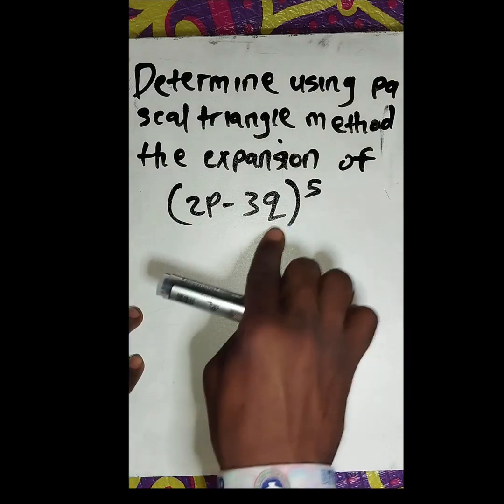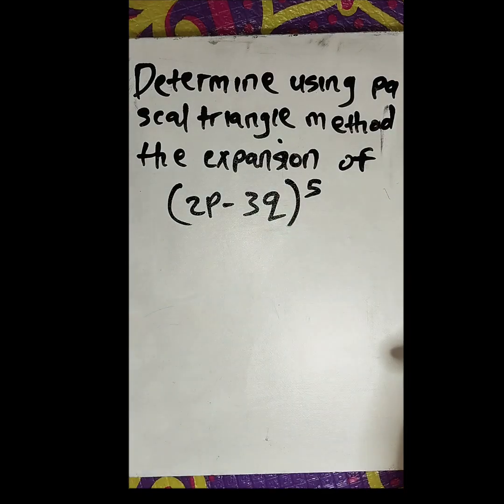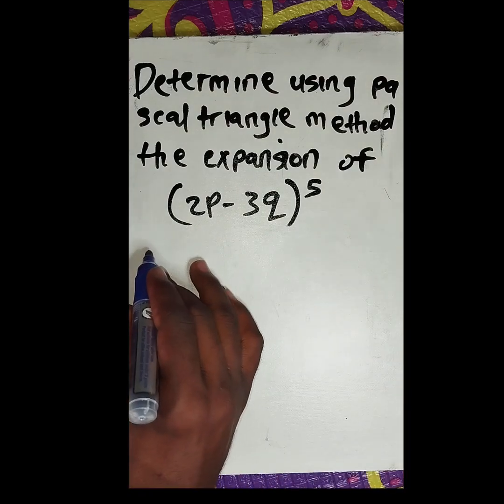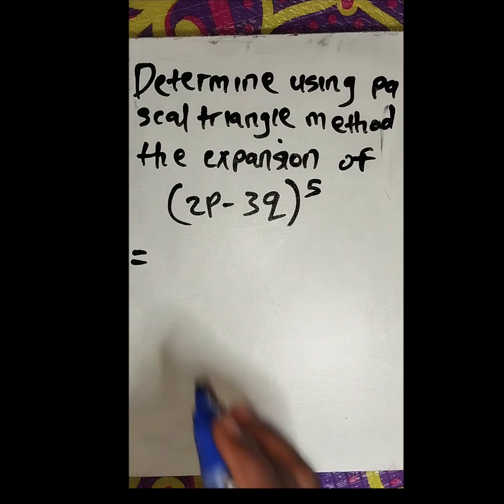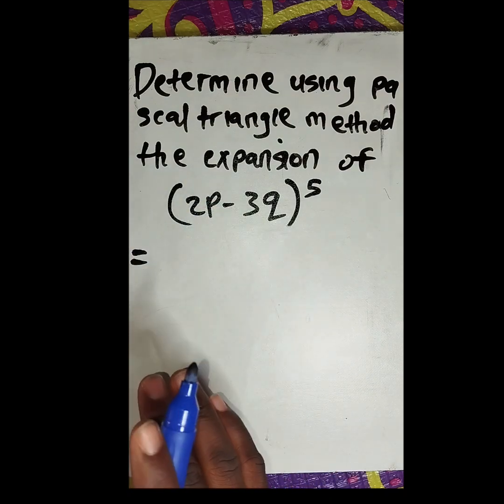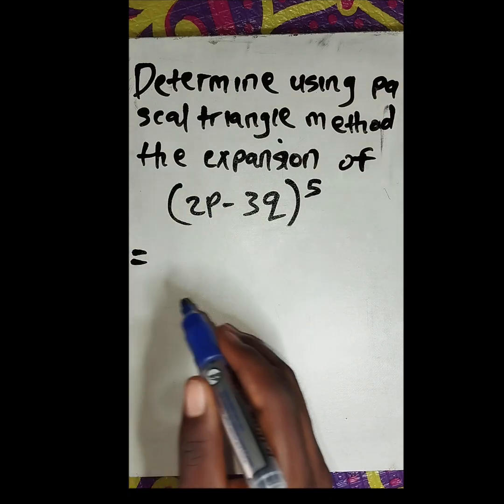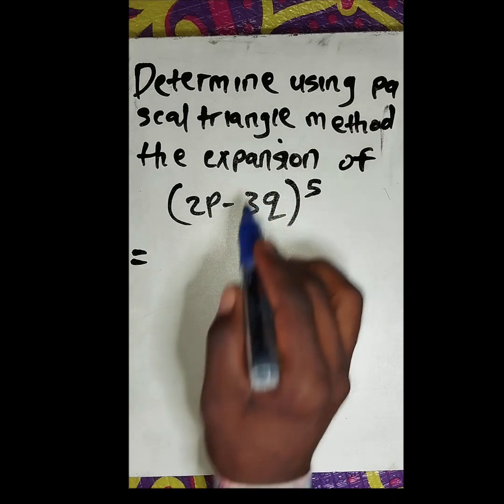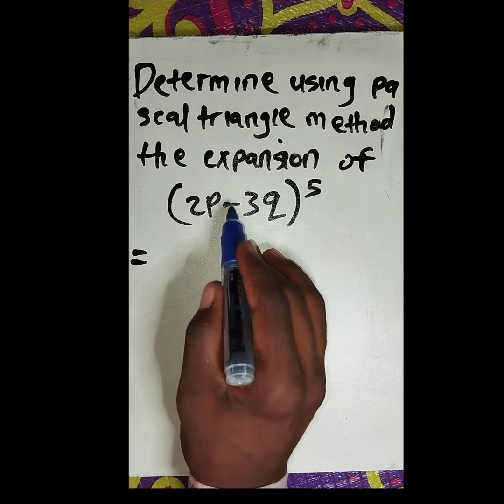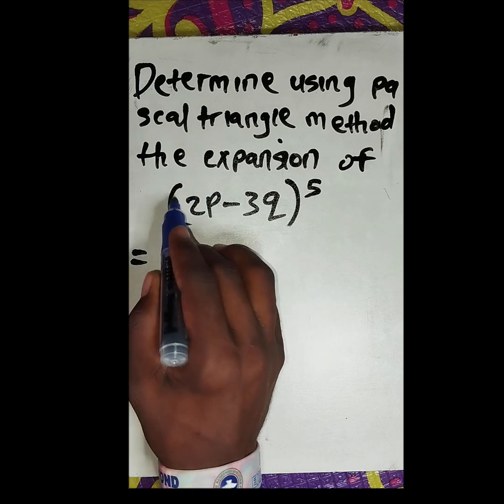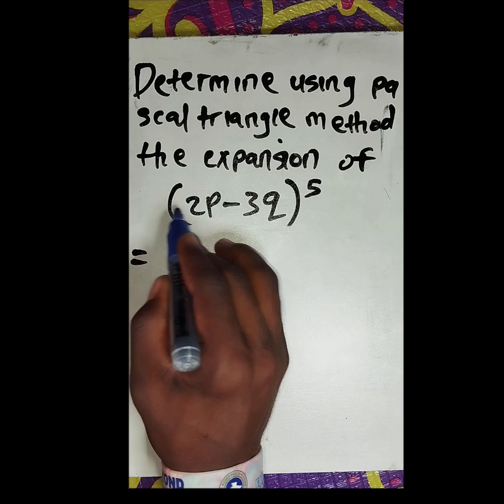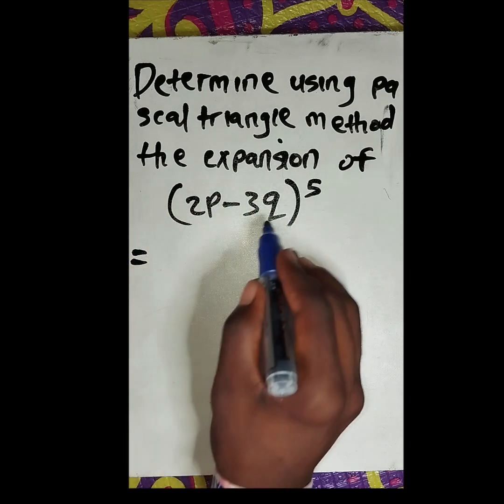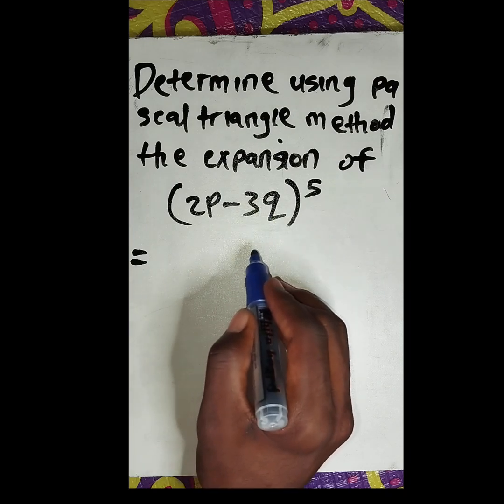How do we determine this? Very easy. The first thing you need to do is follow this principle. We have two terms as usual. 2p is a term, minus 3q is a term. I mention 3q with its sign, minus. 2p has a plus sign, it's positive, while 3q has a negative sign. So 2p is the first term, minus 3q is the second term.